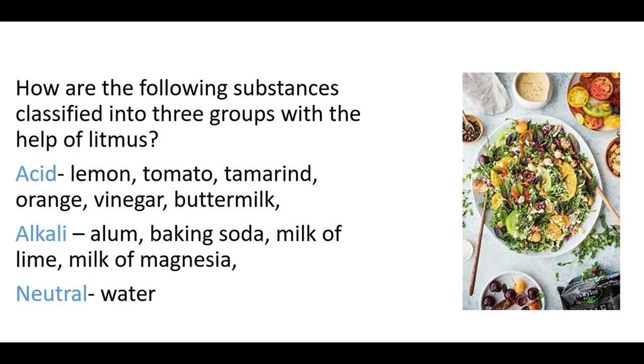There is a question in your book: how are the following substances classified into three groups with the help of litmus? They are acid, alkali, and neutral. Acid examples are lemon, tomato, tamarind, orange, vinegar, and buttermilk. Alkalis are alum, baking soda, milk of lime, and milk of magnesia, and water is neutral.